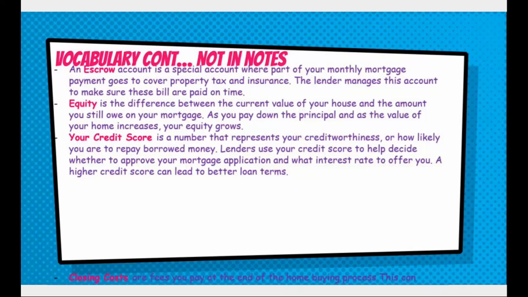Your credit score, we've already talked about. It's a number that represents your creditworthiness or how likely you are to repay borrowed money. Lenders use this credit score to help decide whether to approve your mortgage application and what interest rate to offer you. A higher credit score can lead to better loan terms. Also, a lower credit score can lead to you not being able to buy a house.